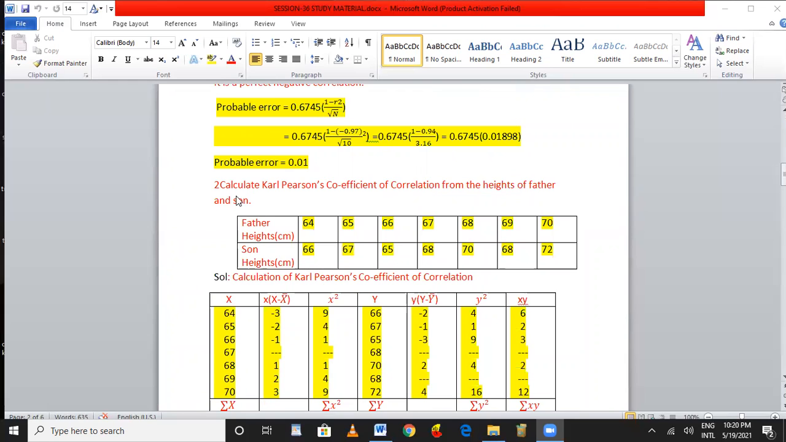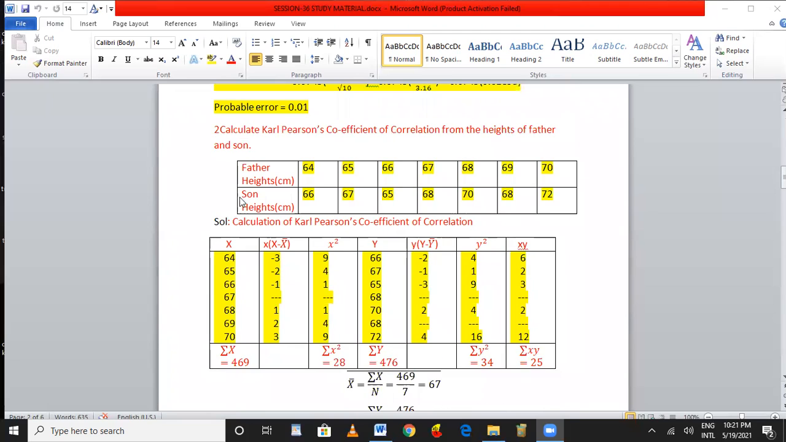In the same way, in the second problem, we have to calculate Karl Pearson's coefficient of correlation from the heights of father and son. Father's age is given, father's height is given, son's height has been given. We have to calculate the correlation coefficient between the father's heights and son's heights. Here, we write the heading as the calculation of Karl Pearson's coefficient of correlation, and father's heights are considered as the X series, and son's heights as the Y series.